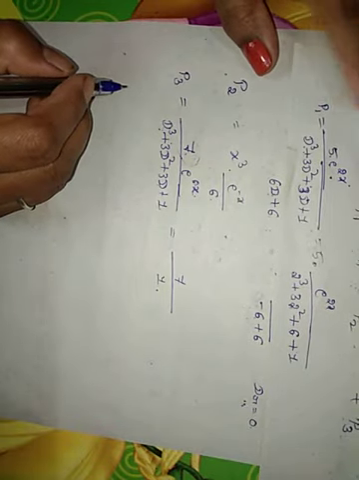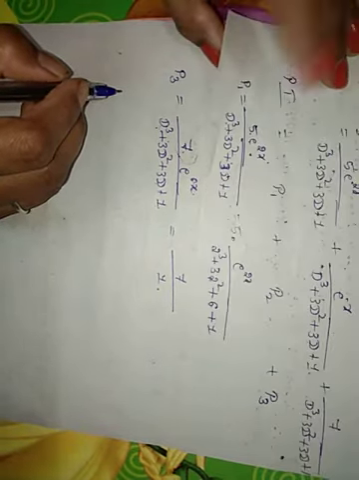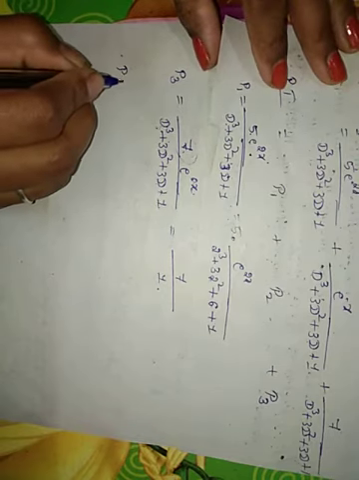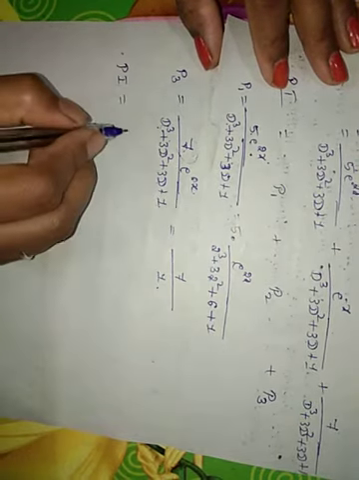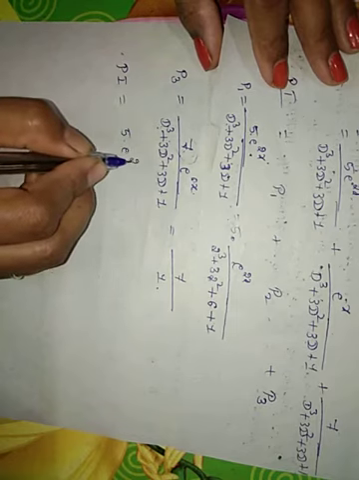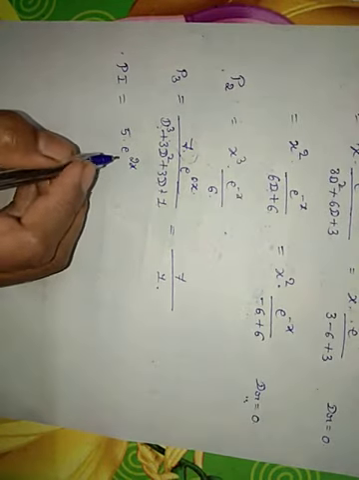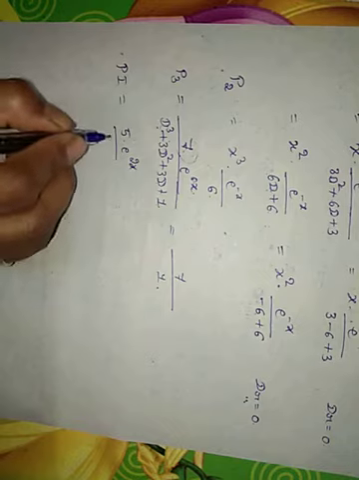Now substitute all the values here. Substitute all values here. So the particular integral is equal to P1, which is 5 e raised to 2x divided by 27.